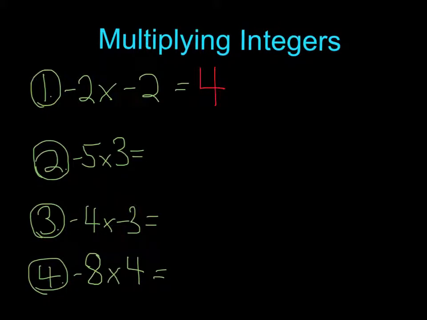For number 2, we're multiplying a negative number and a positive number. So when you do that, it's going to be a negative number. So -5 times positive 3 is going to be -15.